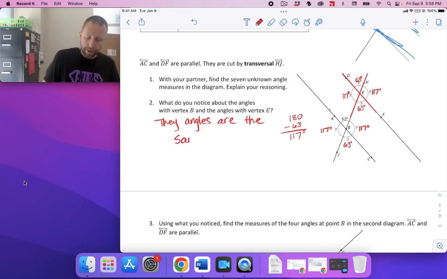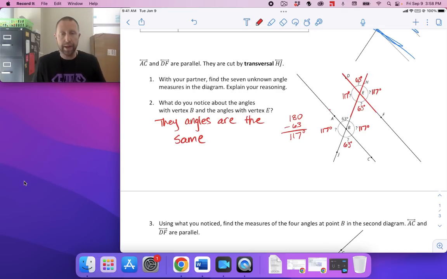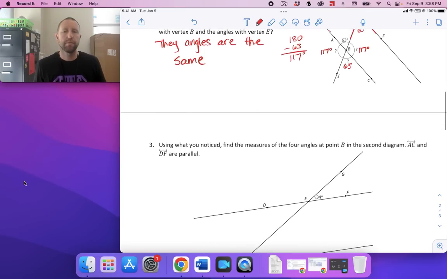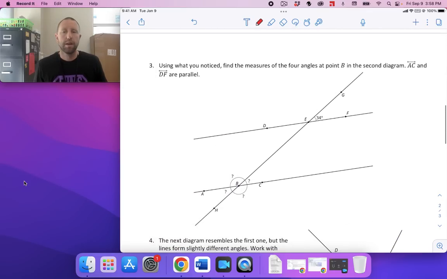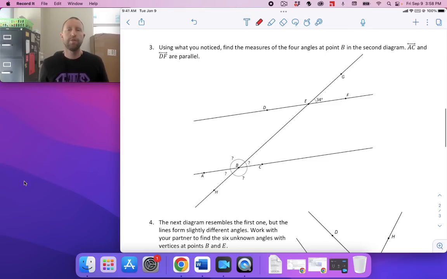To continue on with that, if you guys turn to the next page, it says here, using what you noticed, find the measure of the 4 angles at point B. So what did they do? They gave us this angle right here, this angle up at this intersection at vertex E, and it is 34 degrees, but they're asking us to find all these angles on vertex B.